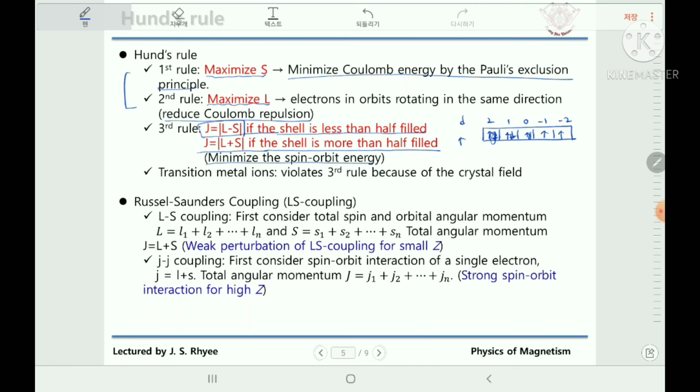And in the more than half filled case, all the spin up states cancel with each other, and the angular momentum is cancelled with each other.